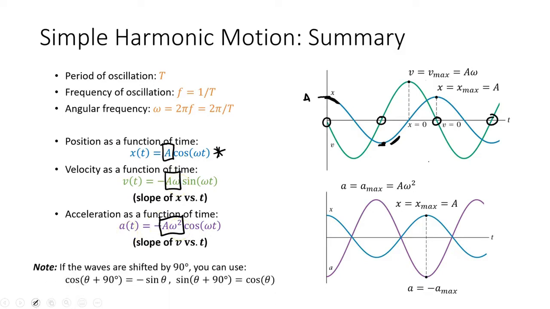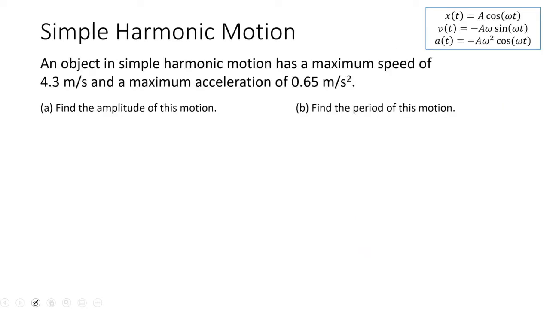Okay. And if, for example, your position is shifted by 90 degrees, then that would be the same thing as it being a sine function. And so you can actually shift either cosine or sine by 90 degrees, and you end up with the opposite function. Okay. Let's do a quick example here in thinking about simple harmonic motion.